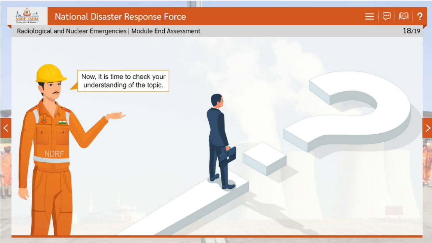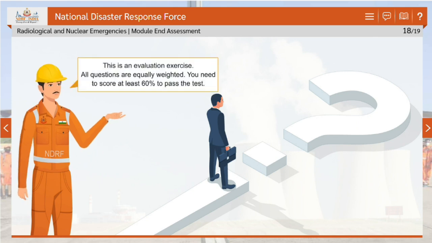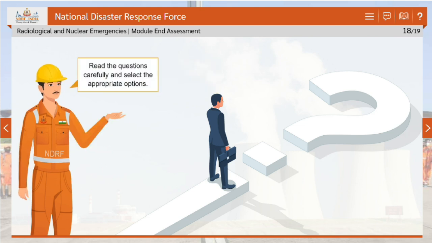Now, it is time to check your understanding of the topic. This is an evaluation exercise. All questions are equally weighted. You need to score at least 60% to pass the test. Read the questions carefully and select the appropriate options.